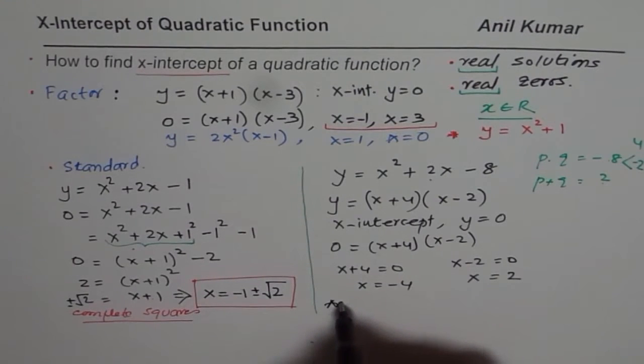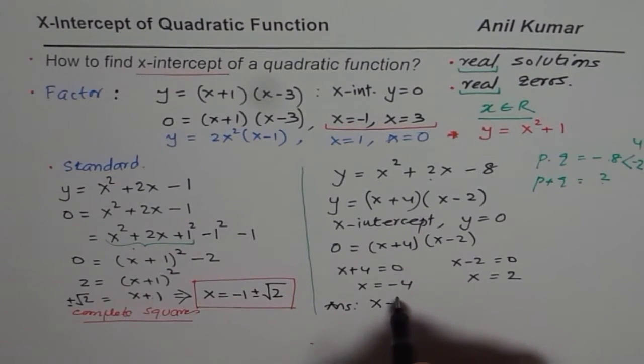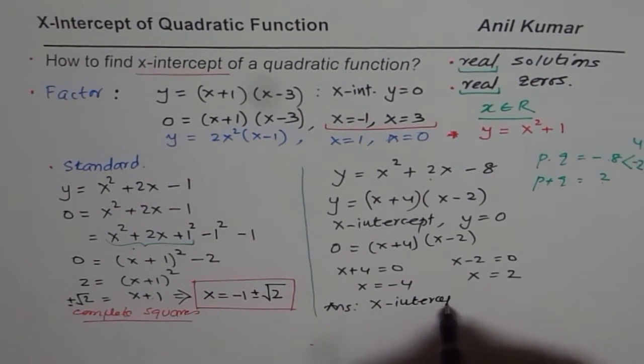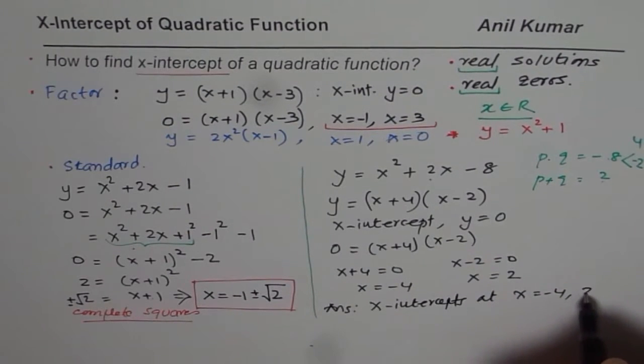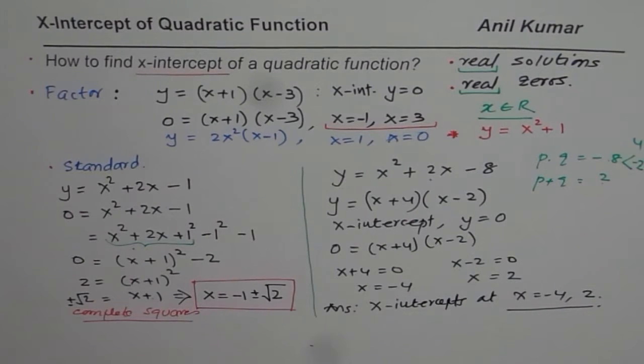So our answer will be, we have x-intercepts at x equals minus 4 and 2. Do you get the idea, right? So that is how we can find x-intercepts for a quadratic function, right?